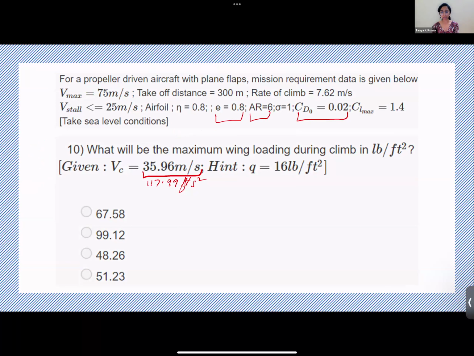And just make sure your climb velocity is 117.9 feet per second. Okay, so it's given in meter per second, but the answer is required to be found in pound per feet square. Okay, this Q, you need to use this also. Q is your dynamic pressure. Half rho v square, that's Q. Just find out individual quantities first, then substitute in the equation, it will make it easier.